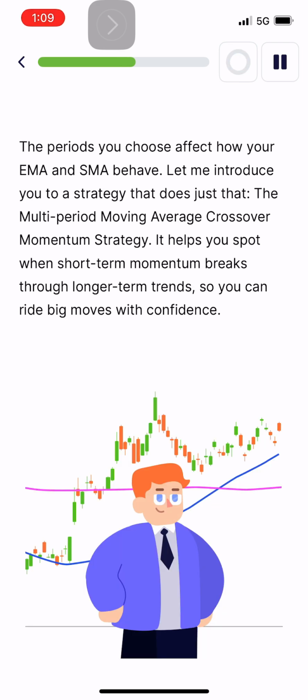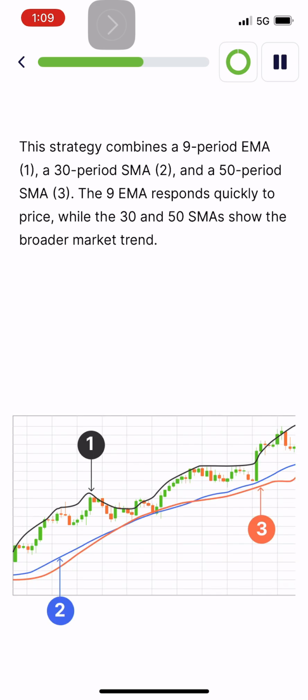The periods you choose affect how your EMA and SMA behave. Let me introduce you to a strategy that does just that. The multi-period moving average crossover momentum strategy. It helps you spot when short-term momentum breaks through longer-term trends so you can ride big moves with confidence. This strategy combines a 9-period EMA, a 30-period SMA, and a 50-period SMA.